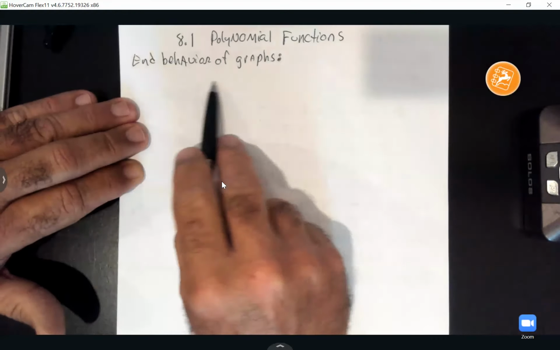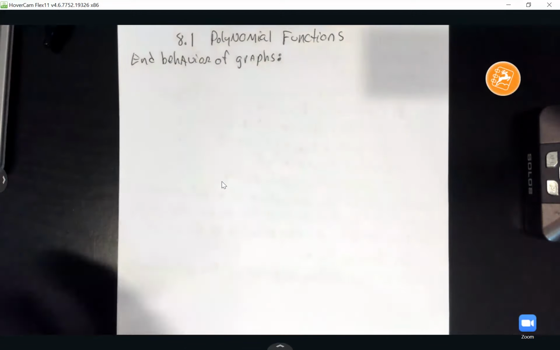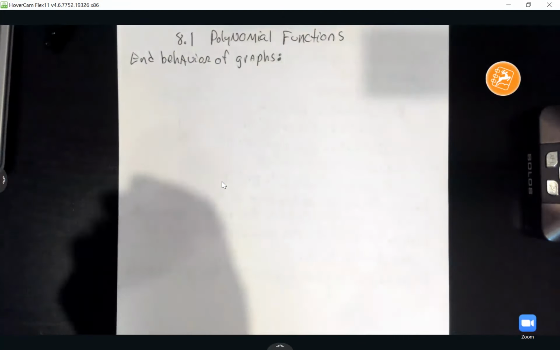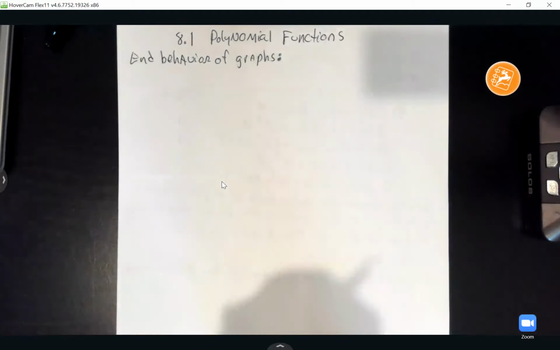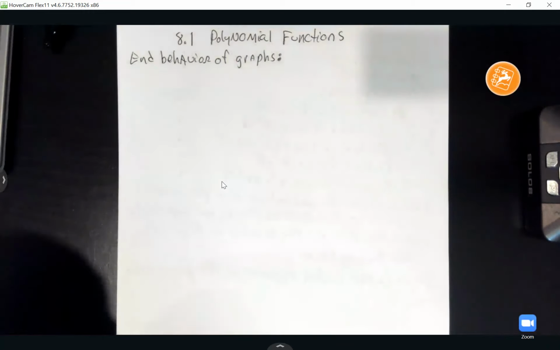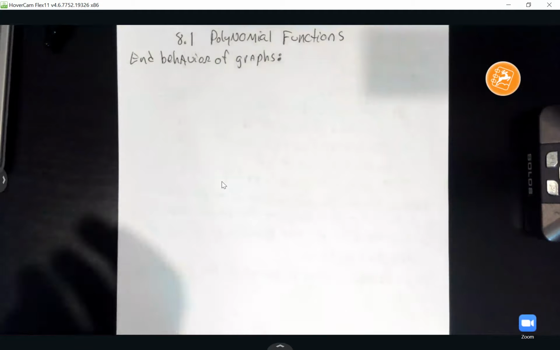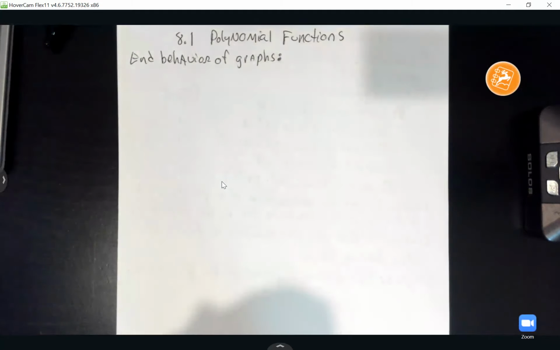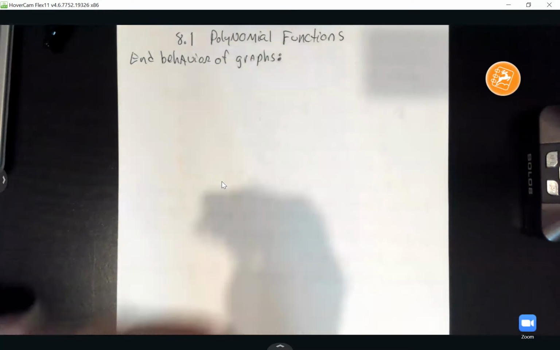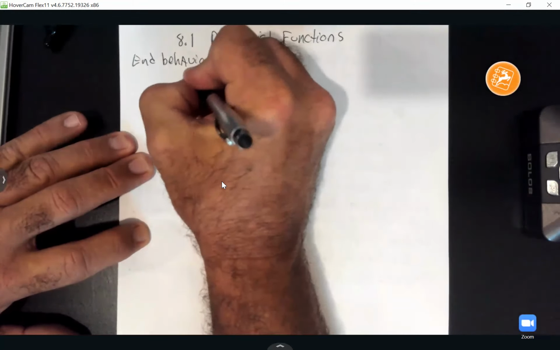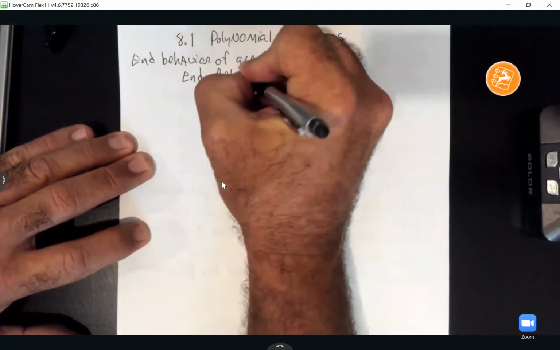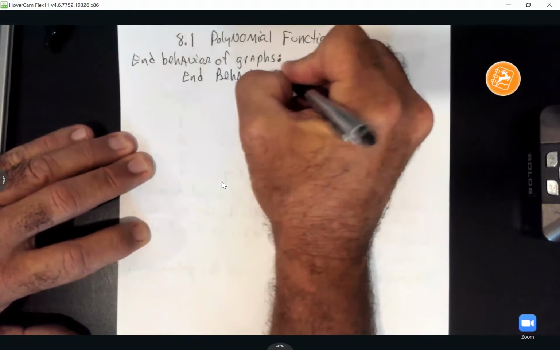And y'all, when I talk about the end behavior of graphs, I'm talking about what's happening to the graphs as we head toward the negative infinity and positive infinity directions. So polynomials all have a similar pattern of what's happening to the ends of the graphs as we head towards those infinities. So we're going to look at a chart here. This is going to be our end behavior chart.